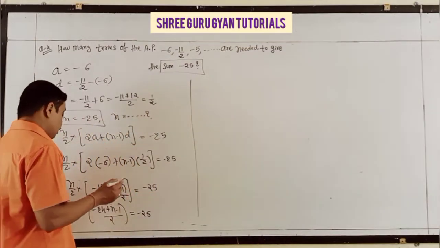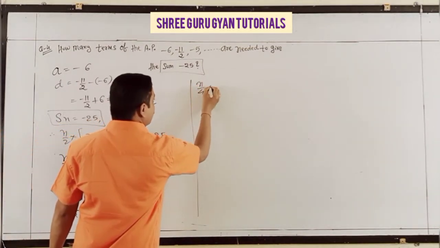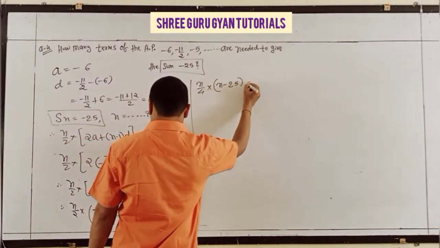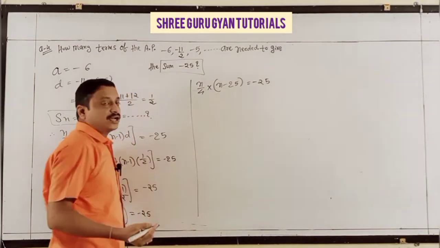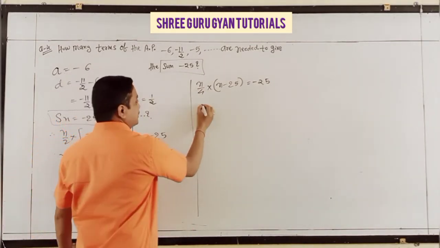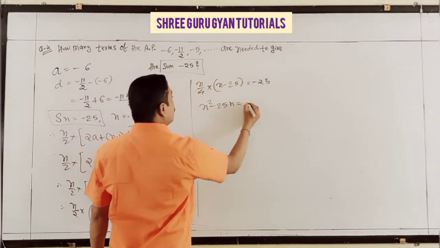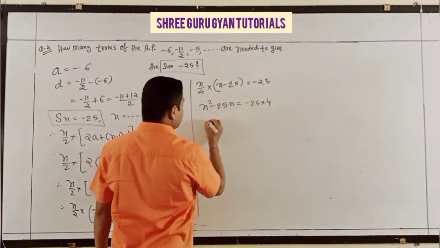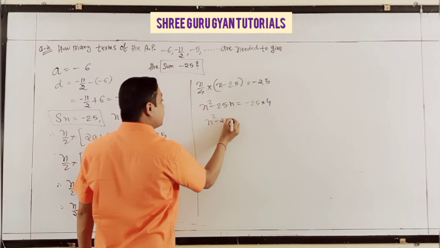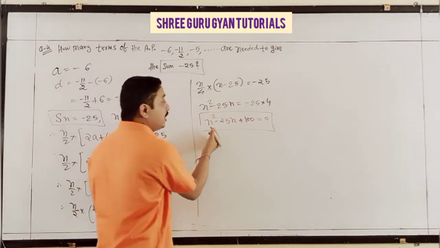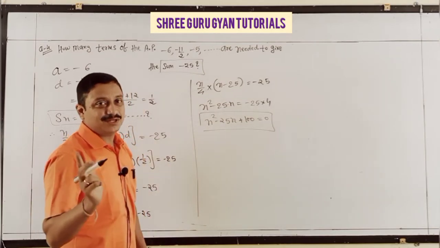So 2 to the 4, n by 4, and here n minus 25 is equal to minus 25. Now you can make it very easy. n square minus 25n, n is equal to minus 25 fours, it becomes 100. Now I want to split 100, getting 25. Yes, it is only two factors.